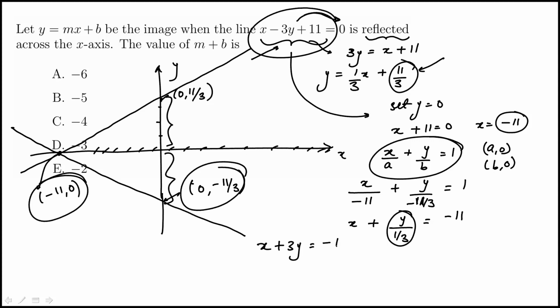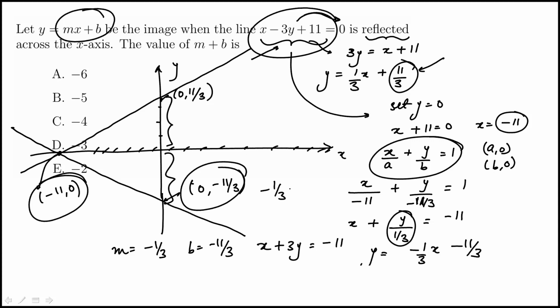So that's my equation, which if I rewrite this in slope-intercept form, this would be minus 1/3 x minus 11 over 3. So m, if I compare it to the standard form, the slope is minus 1/3, y-intercept is minus 11/3. They're asking for the sum of these two, which is minus 12 over 3 equal to minus 4. Answer choice C. So this may not seem like the fastest way of doing it.